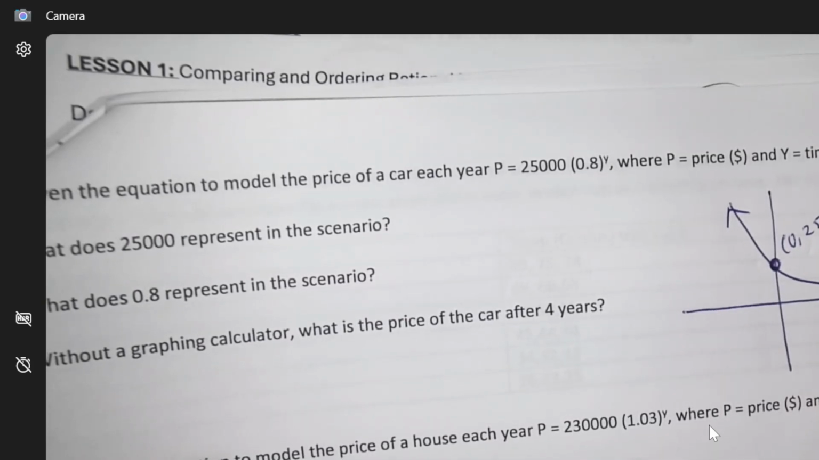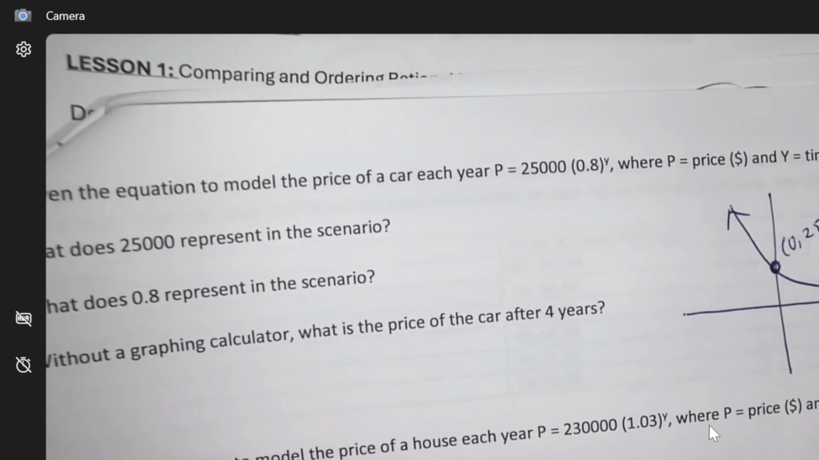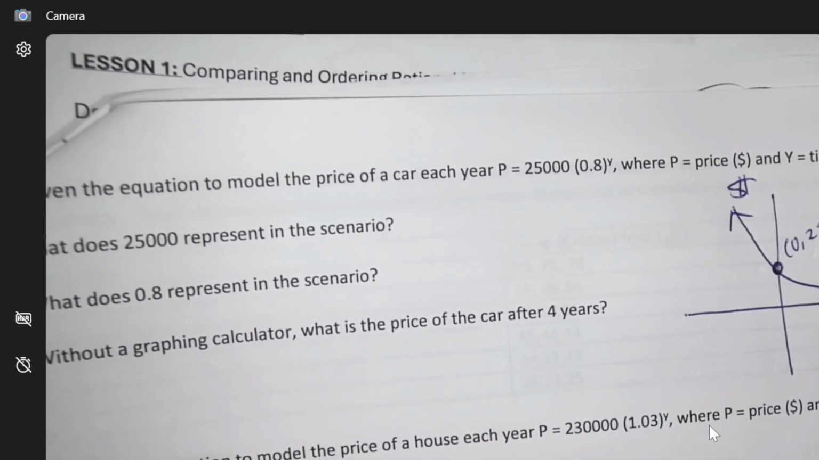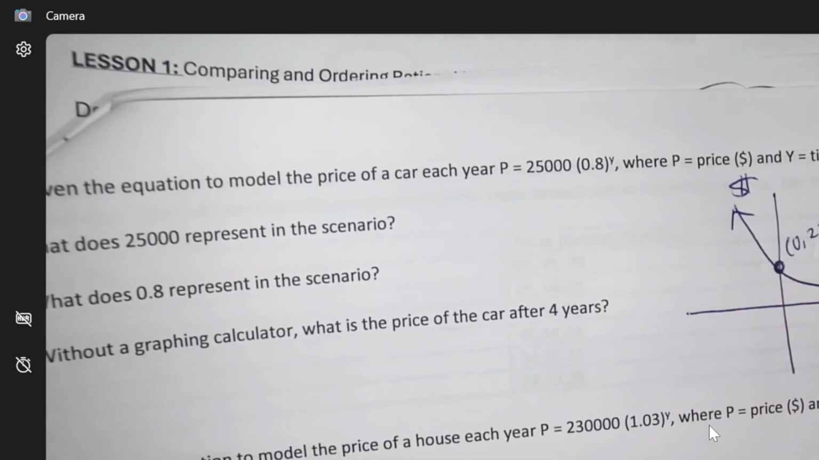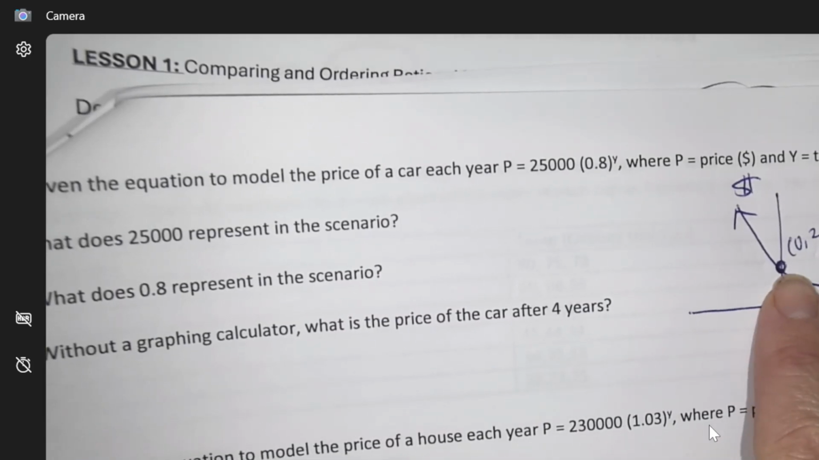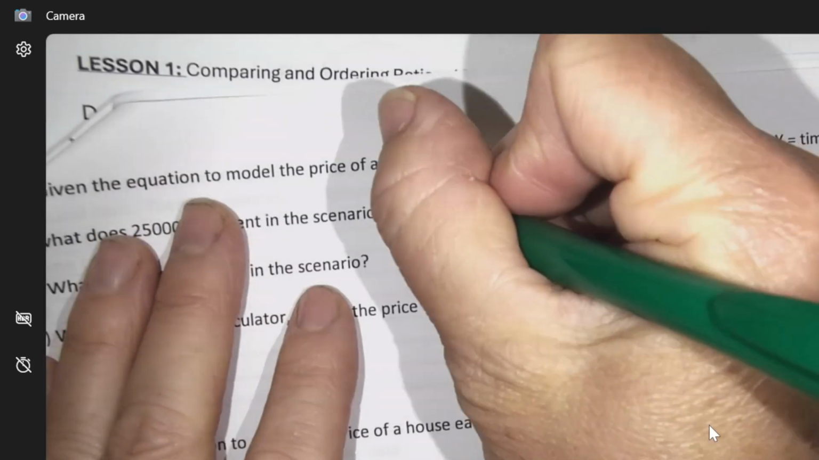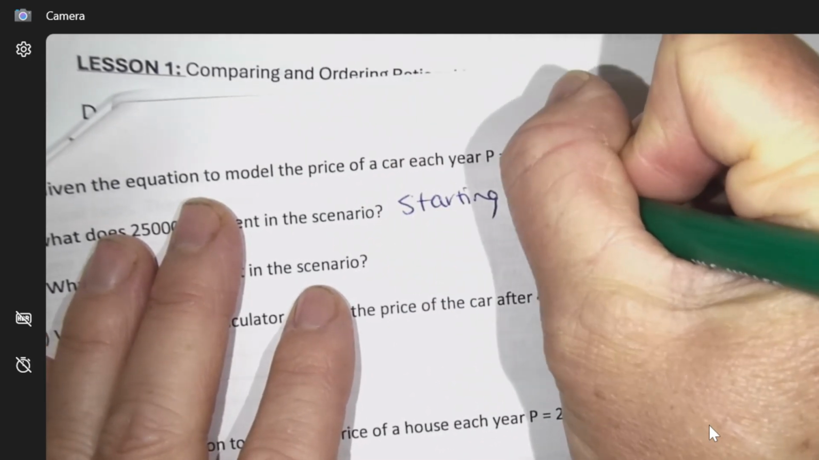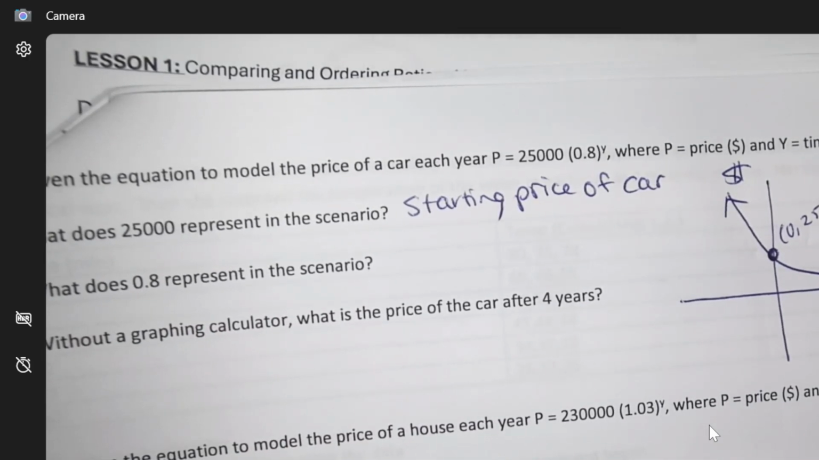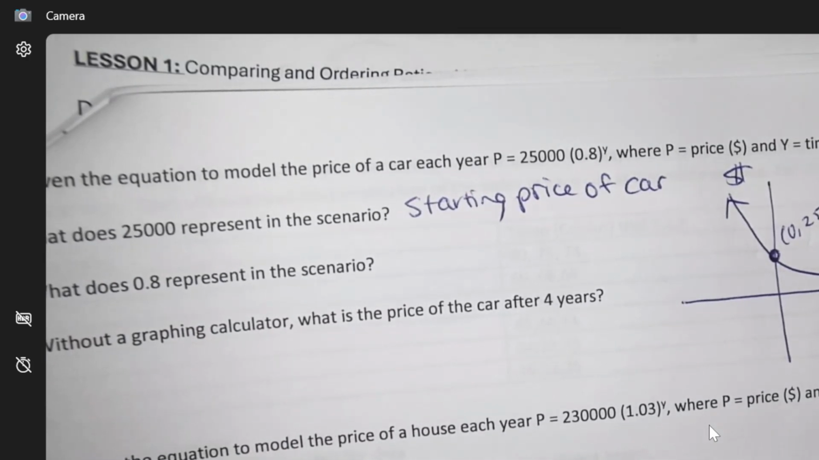So what does this represent? So we have years and we have the price of the car. So what can we say about the 25,000? Years. 25,000 is the price. Price of what? Car. The car when? When you bought it, at the start. Because it's at 0, so that's the start. So the starting price of the car. So on an explanation question like that, I can't just hear price, or you have to be particular. The price of what?